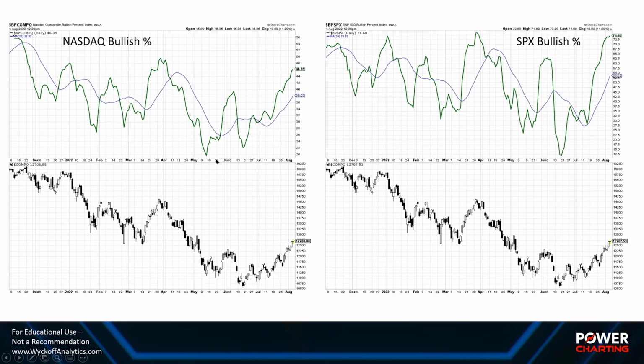So this chart shows, let's just go ahead and show the February, really January to March area, higher lows in the bullish percent, lower lows in the NASDAQ composite. So that set up the green shoots for this rally. Definitely a tradable rally, but a rally in a downtrend.